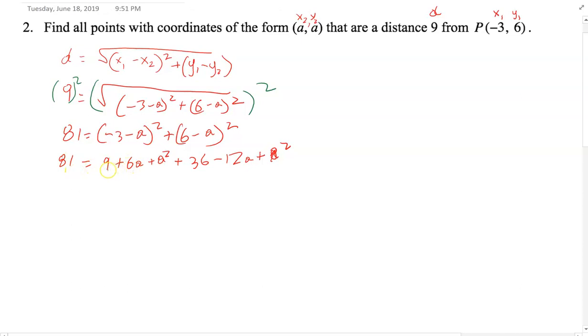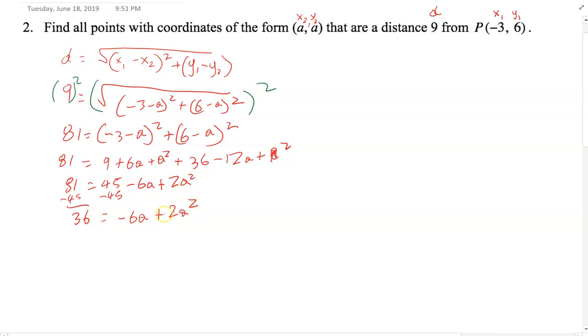Let's put like terms together. 9 and 36 is going to be 45. 6A and minus 12A, that's -6A. A squared plus A squared is 2A squared. And we have 81 here. We'll continue doing some algebra here. After we do the algebra, we'll have 36 on this side, -6A, and plus 2A squared.